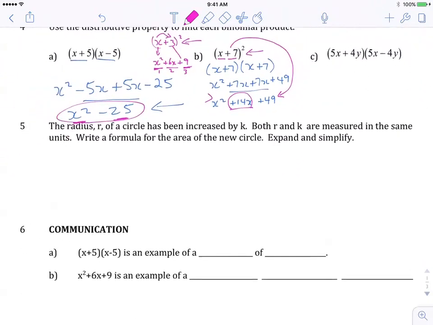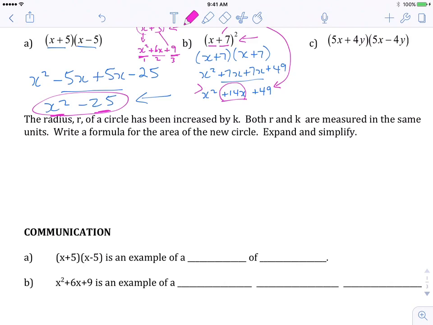All right, here's a little bit more of a difficult question. The radius r of a circle has been increased by k. Both r and k are measured in the same units. Write a formula for the area of the new circle. Well, you already know that the area of a circle is pi r squared. But this new circle, this radius, has been increased by k, whatever that amount is. In that case, we have the area of the circle is now pi times (r plus k) squared.